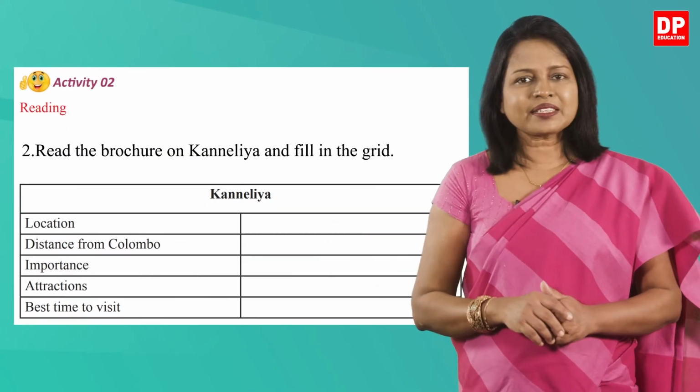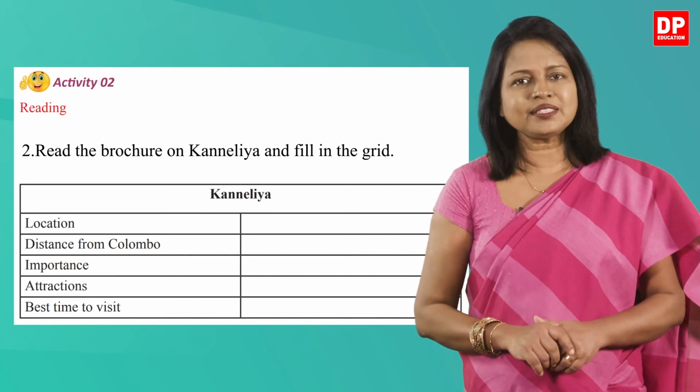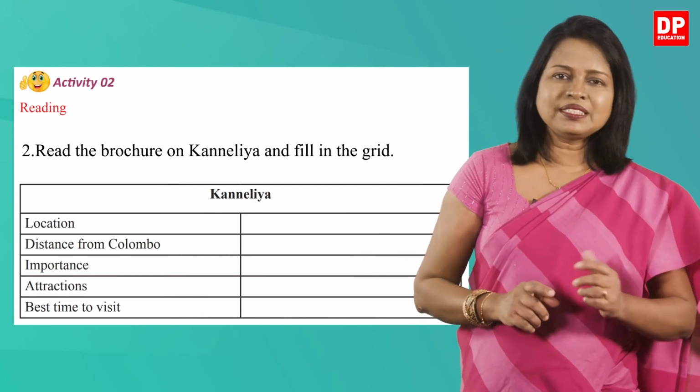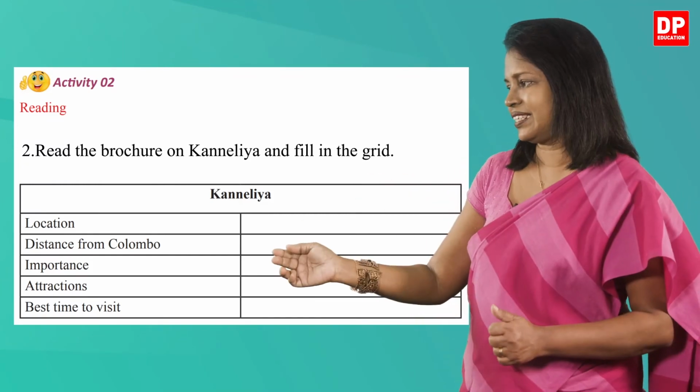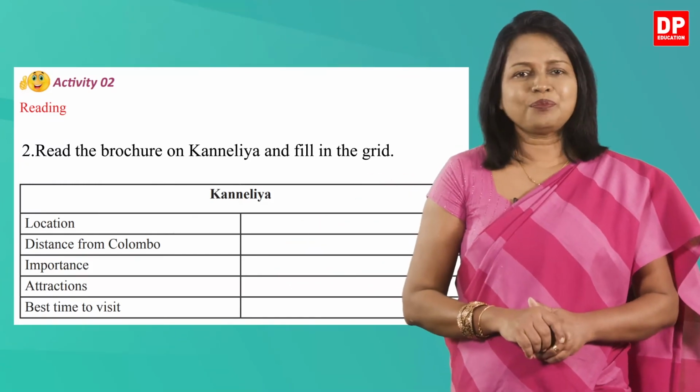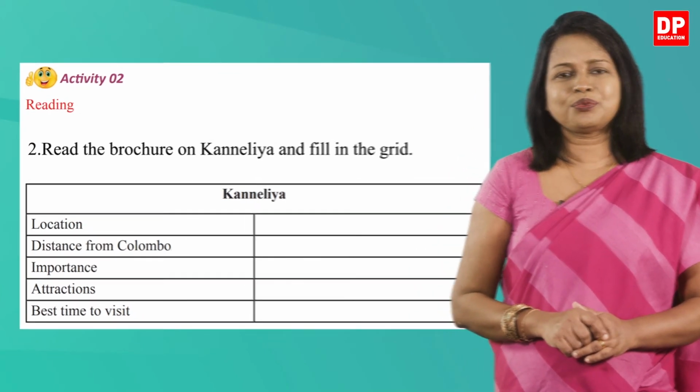Okay children, this is your next activity based on the same brochure. This is the activity. It's activity 2 on page 92 of the textbook. This time you have to read the brochure on Kanneliya and fill in this grid. Okay, pause the video and do it now.